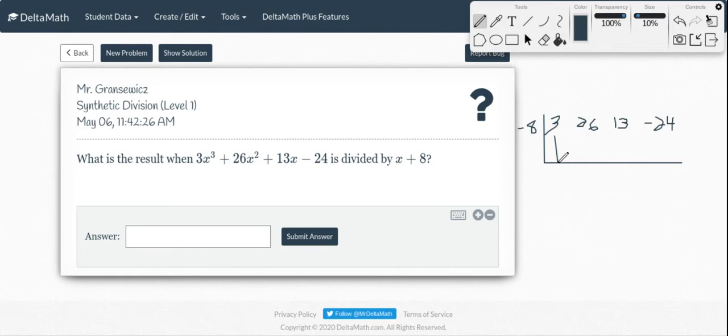So what you want to do, here's the process. You want to start by bringing this one down. So there's a little arrow, and you just bring this one down. You write whatever that first one is, you just bring it down. There's a 3. So what you want to do is multiply whatever's down here by the number outside, and you write it here underneath. So -8 times 3 is -24.